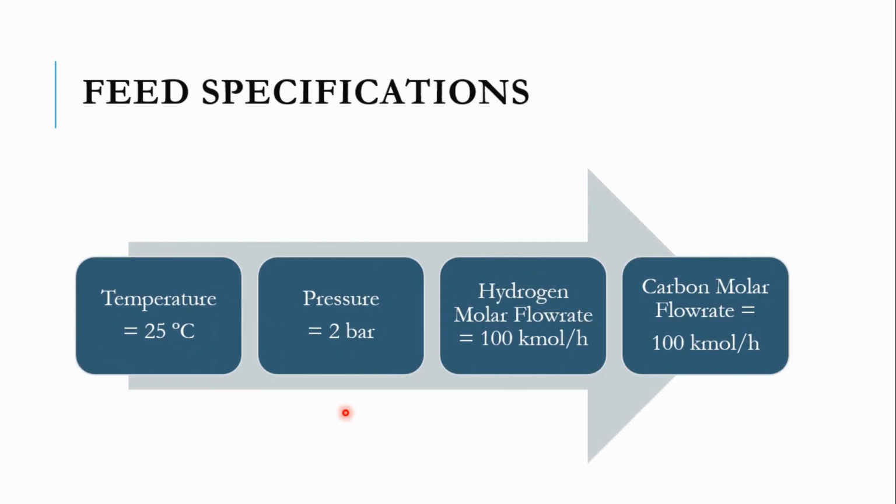Let's define the feed conditions. The feed is at 25 degrees centigrade temperature. The pressure of the feed is 2 bar. The molar flow rate of hydrogen is 100 kmol per hour, while that for carbon is also 100 kmol per hour. With equal molar amounts of carbon and hydrogen entering the reactor, we will now allow the system to reach equilibrium. So now let's move to Aspen HYSYS and simulate the entire process.